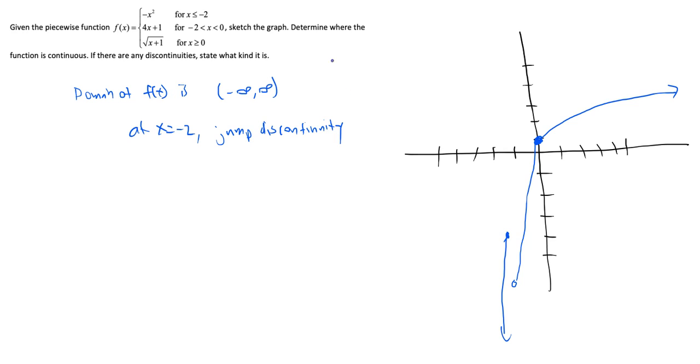It's at -2. So where is the graph continuous then? Well, it's going to be continuous everywhere else. So -infinity to -2, union -2 to infinity.